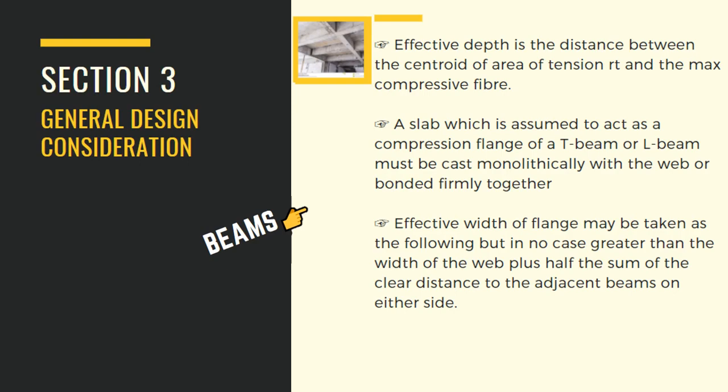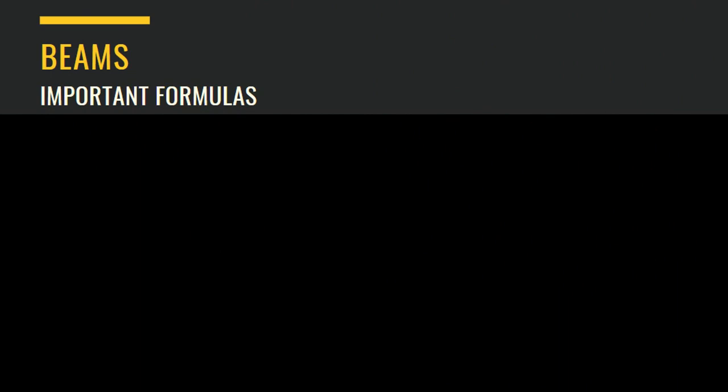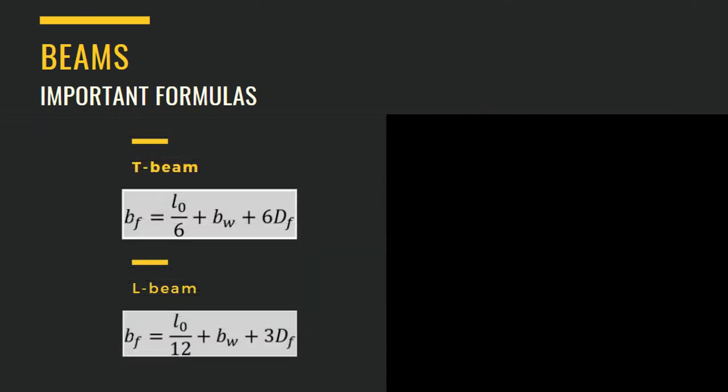Now we shall see some important parts of design of beams. First one is T-beam. The effective width of flange of a T-beam shall be calculated by using this formula: L0 by 6 plus BW plus 6 DF. Here BW is the width of web, DF is the thickness or depth of flange, and L0 is the distance between the points of contraflexure. For L-beam, L0 by 12.